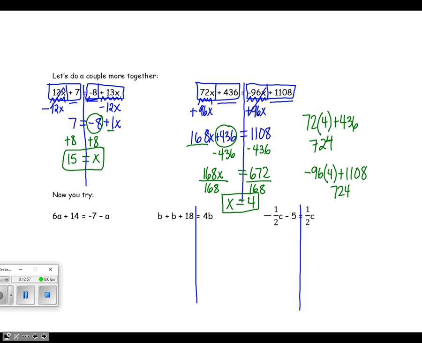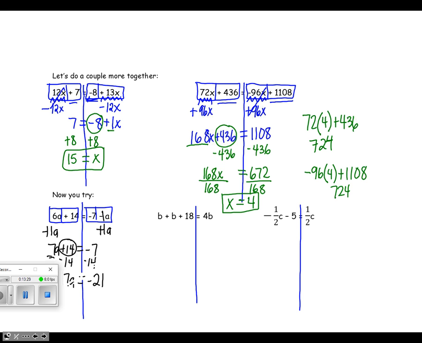All right. So again, divide up my terms. Put in that secret one so I don't forget what that is. This time I'm going to add 1a to both sides. Gives me 7a plus 14 equals -7. I'm going to subtract 14 from both sides because that's my constant. My coefficient is 7. That gives me 7a equals -21.